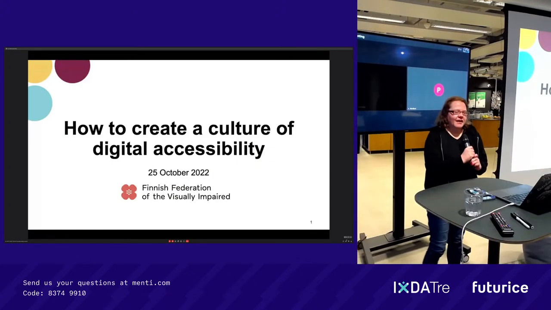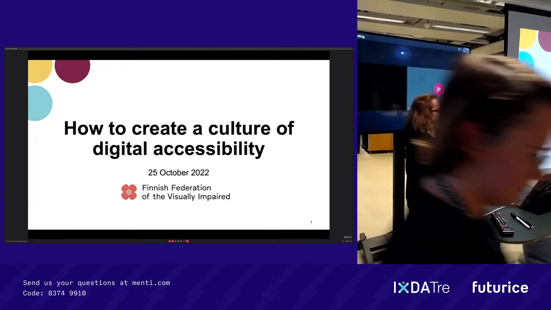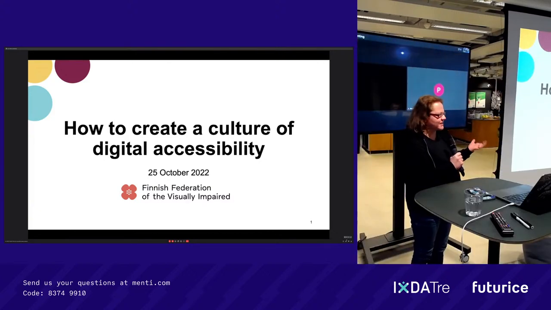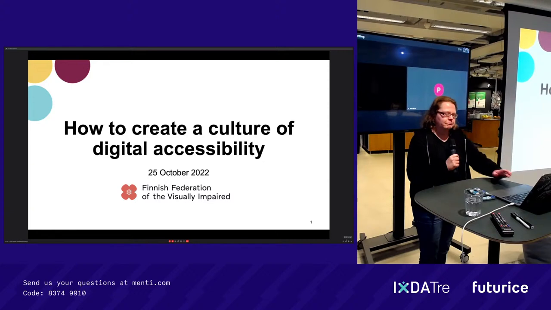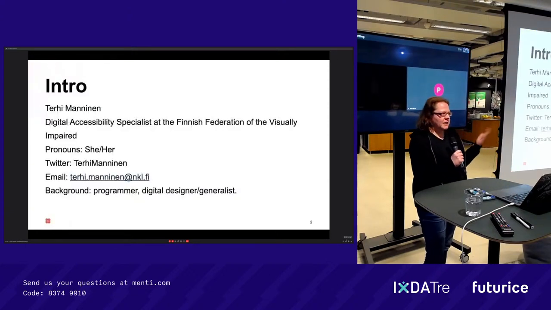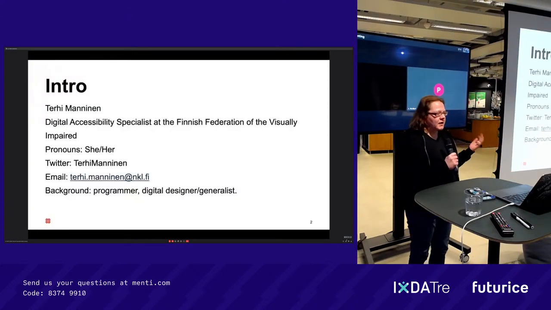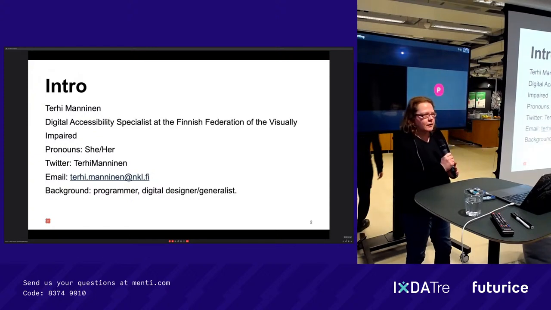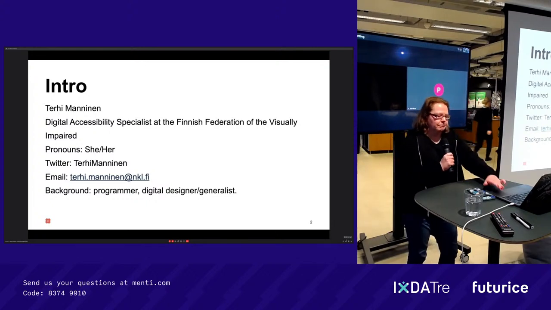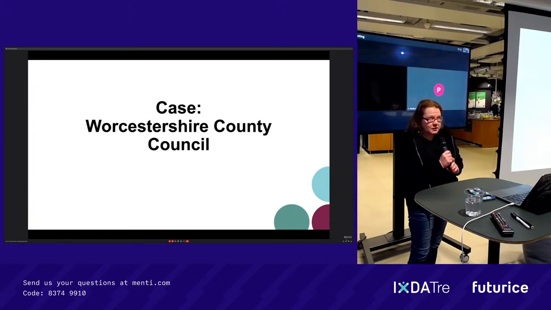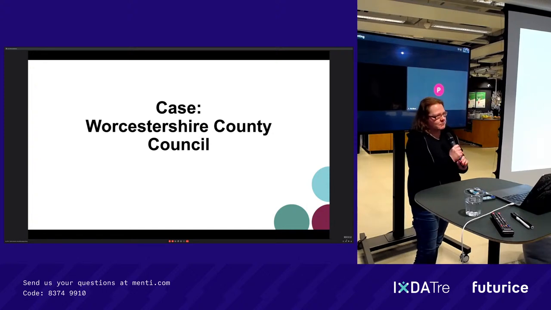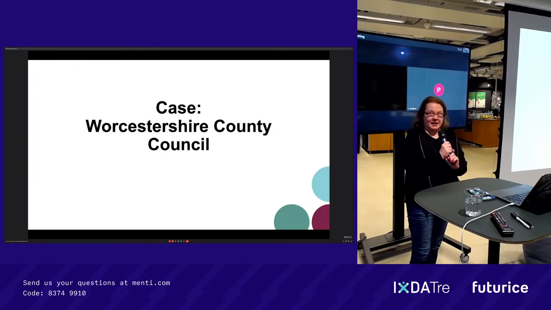Hello, everyone. Okay, so, a vague title, how to create a culture of digital accessibility, quite grand, but I tried my best so that you walk away from this session thinking, oh, this is what I want to do. So just quickly, my name is Terhi. You're welcome to contact me at my work email, which is terhi@nkl.fi, or find me on Twitter. So contact me if you have any questions later on. So, the case: Worcester County Council. This is where I used to work, and I spent quite many years there, hence I know how to pronounce the county now.